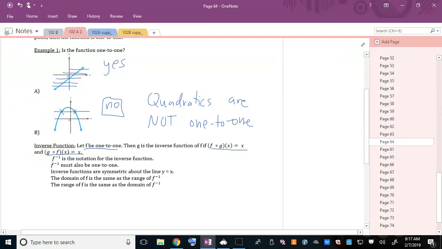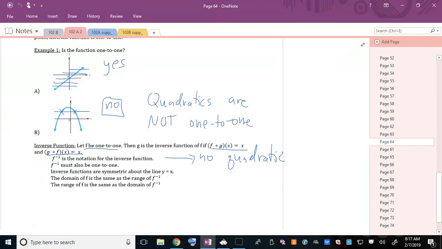And we've got a few properties. That inverse function must also be one-to-one. So what that means is if we've got a quadratic, either as our question or as our answer, we've got a problem because quadratics are not one-to-one. We also say that inverse functions are symmetric about the line y equals x. And we say the domain of the original function f is the same as the range of f inverse, and the range of the original function f is the same as the domain of f inverse, because basically inverses are switching the x's and the y's.